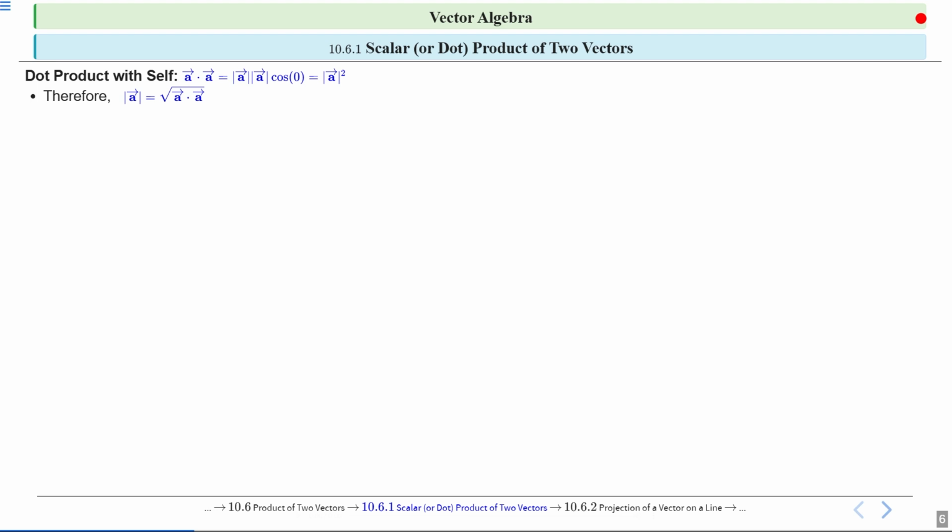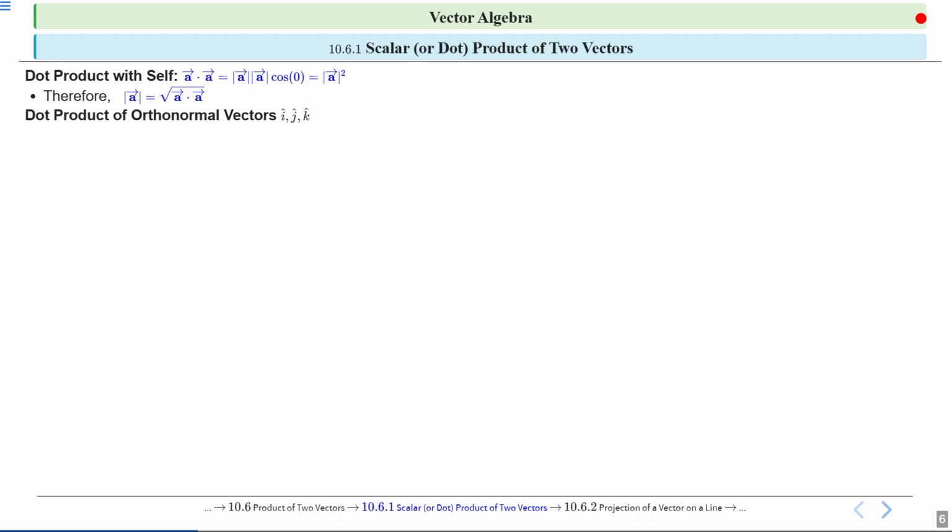Now let's see how we can find the magnitude of a vector using the dot product. The magnitude of a vector can be calculated as the square root of the dot product of a with itself. This is expressed as magnitude of a is equal to root over a dot a. Now next we will explore the dot product of orthogonal vectors.